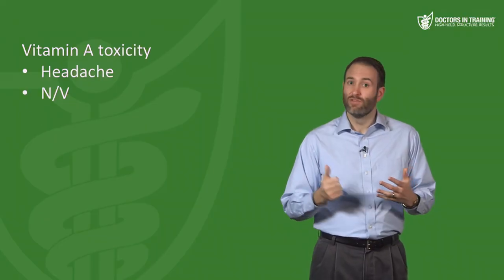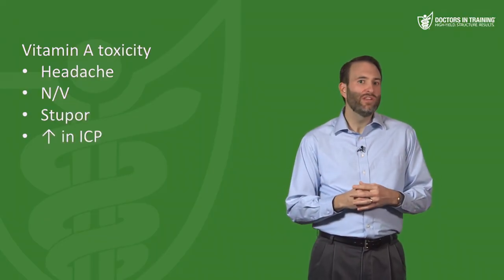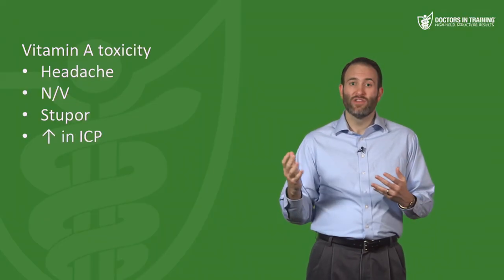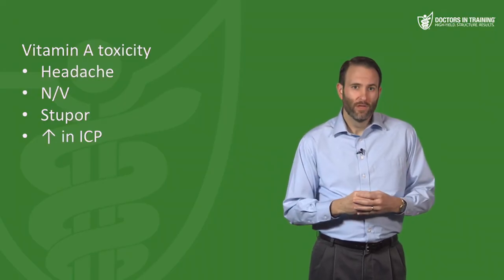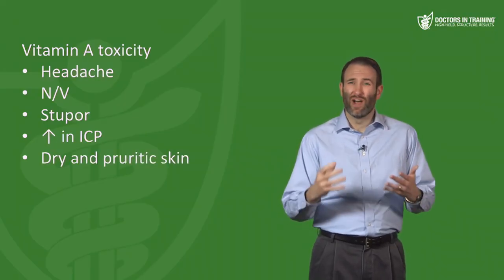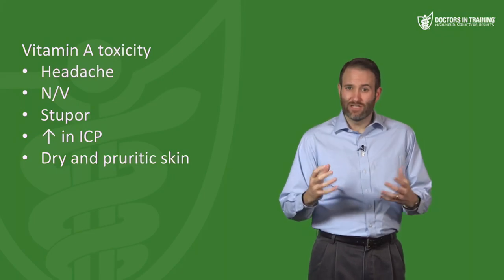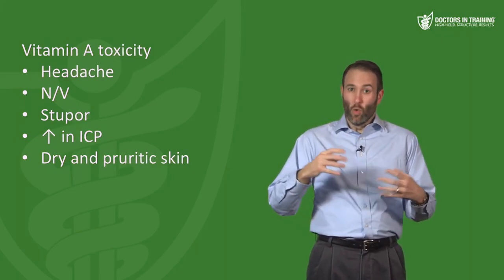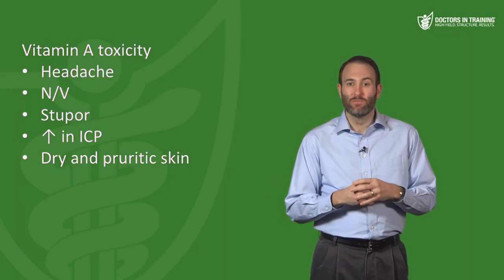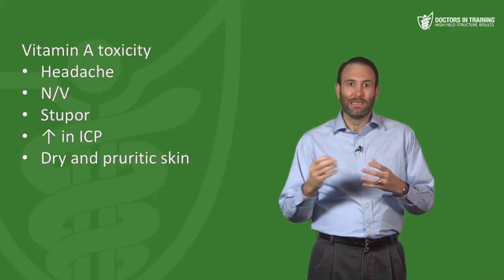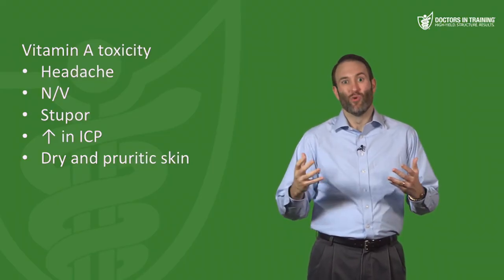Well, you can have things like headache, nausea, vomiting, stupor, and an increase in intracranial pressure, and we call this pseudotumor cerebri. The skin is also potentially going to get very dry and pruritic. Too much beta carotene can actually cause a kind of benign orange coloration of the skin. So too much beta carotene will not lead to a vitamin A toxicity, but you'll look orange.